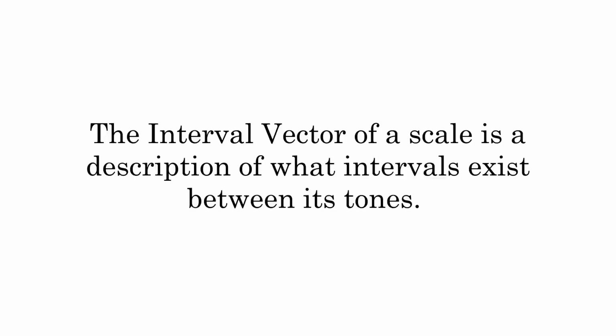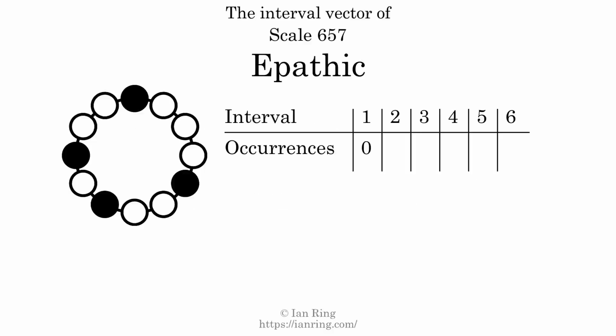The interval vector of a scale is a description of what intervals exist between its tones. There are no intervals with a size of 1 semitone. There is one interval with a size of 2 semitones. It is here. There are 2 intervals with a size of 3 semitones. They are here and here. There is one interval with a size of 4 semitones.